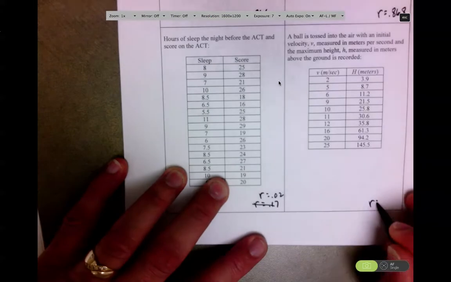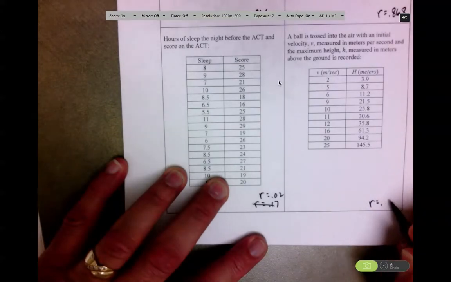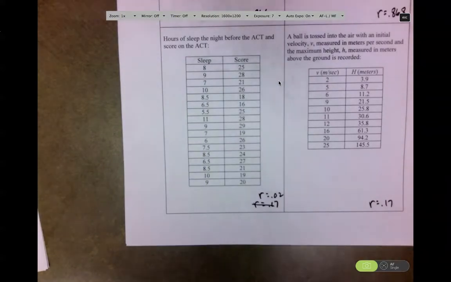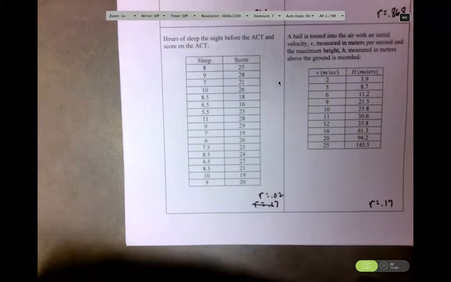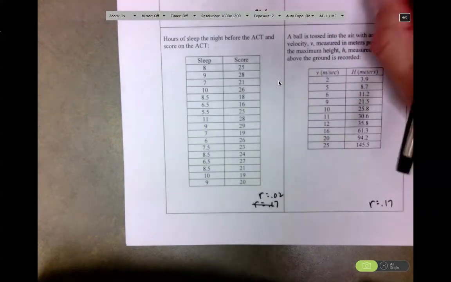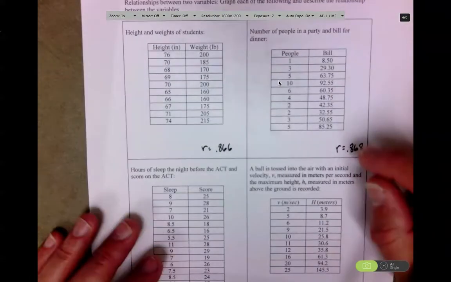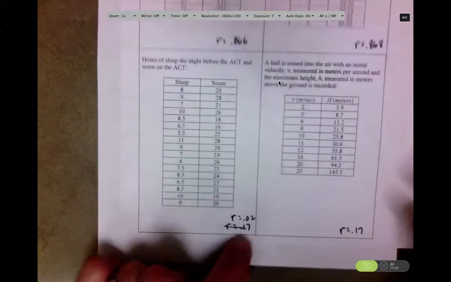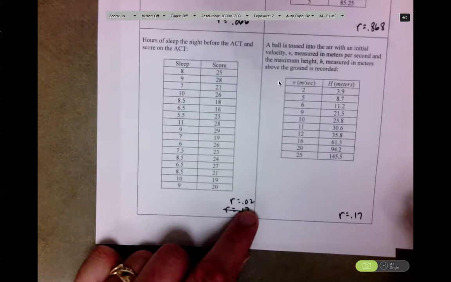I think that this correlation coefficient was 0.17. Okay? All right, positive, but not very strong. So that takes care of the idea of correlation. Now, the other thing I want to look at is this data is fairly linear. This number of people in the party and how much the bill was, I think you could probably say the correlation coefficient is 0.02.